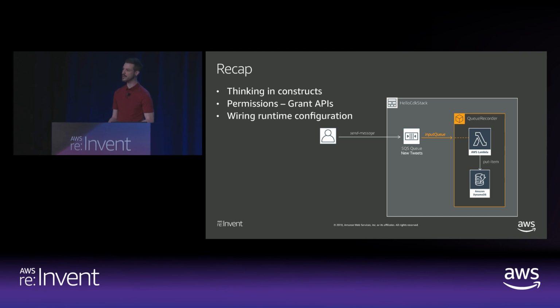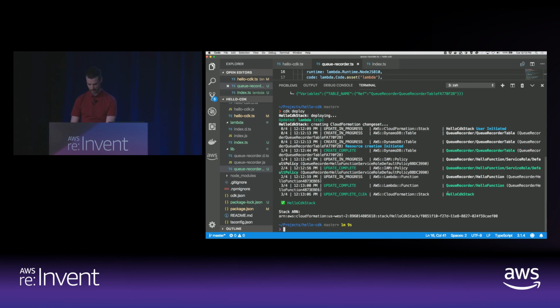So in this second part of the demo, we saw not only how to consume constructs, but how we create our own constructs and use them to simplify and shape our code. We talked about the permission APIs, the grant methods in the AWS construct library. And we talked a little bit about a technique for enabling your runtime, your application code, to be aware and work with the infrastructure that CloudFormation provisions for you. So let's see how our deployment's going.